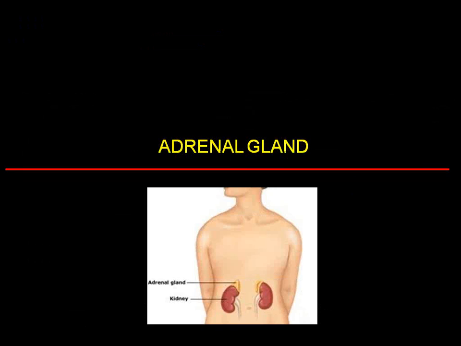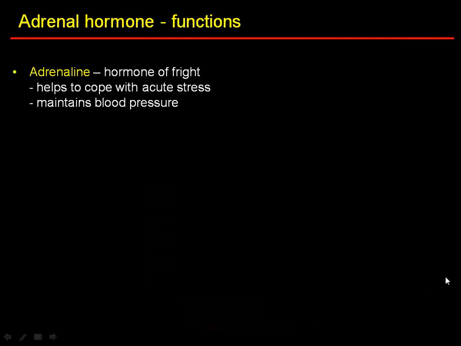The next gland is called the adrenal gland, and roughly situated here, that's your kidney, and what we are seeing on top of the kidney as a yellow gland is called the adrenal gland. There are two adrenal glands on either side. It secretes three different hormones. One hormone is called adrenaline, which most of us would have heard, otherwise called the hormone of fright. And this is the hormone which helps us to cope with acute stressful situations, like a frightful situation. It has got a lot of other roles like maintaining the blood pressure.